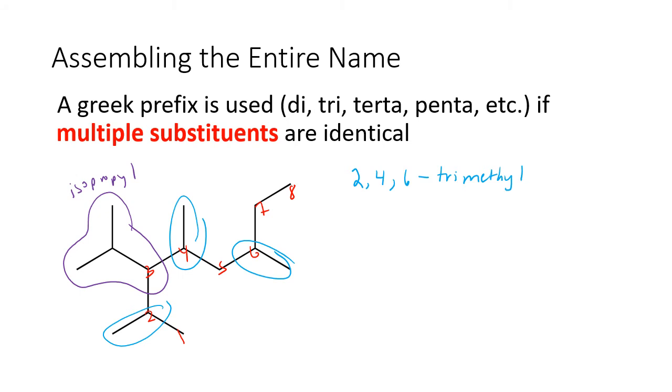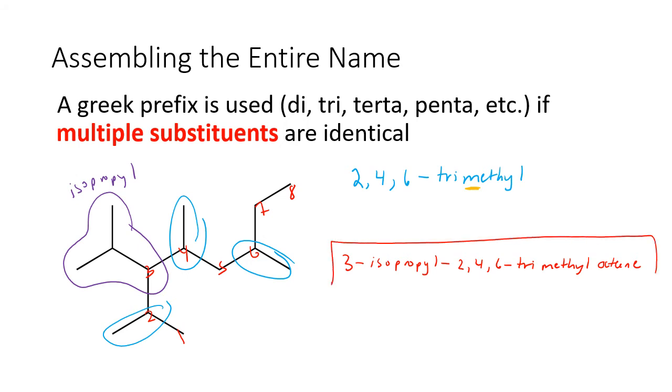And when you put that in your name, your full name, you're still going to go by M for listing everything in alphabetical order. So putting our whole name together now, we're going to have 3-isopropyl-2,4,6-trimethyl. And then lastly, the parent, which was octane. We had 8 carbons and we have our alkane. So that's our complete systematic name for that molecule.